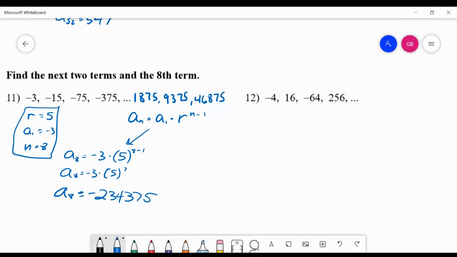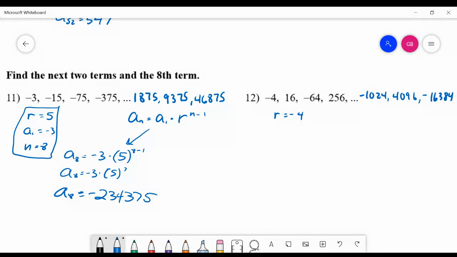And then for number 12, negative 4, 16, negative 64, 256. So we could see that these are being multiplied by negative 4. Multiplying by a negative because you see that it's alternating. So the next numbers are going to be negative 1024, and then 4096, and then negative 16,384.